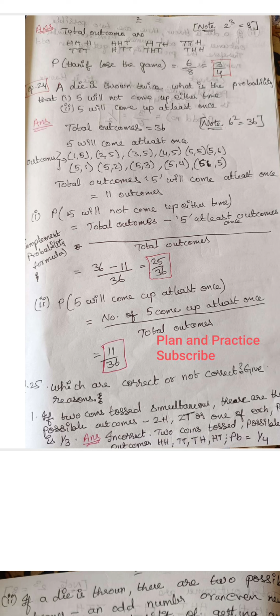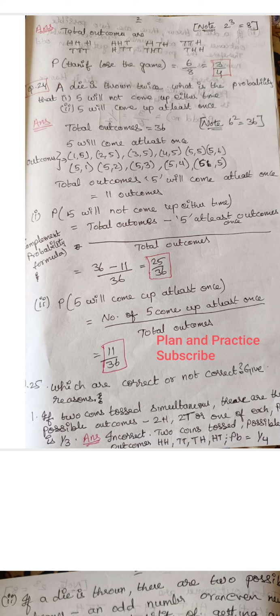5 will come at least once. What are the outcomes? If you see, it is (1,5), (2,5), (3,5), (4,5), (5,5), (6,5). Similarly, (5,1), (5,2), (5,3), (5,4), (5,6). (5,5) we have already written. So the total outcomes where 5 will come at least once is 11.